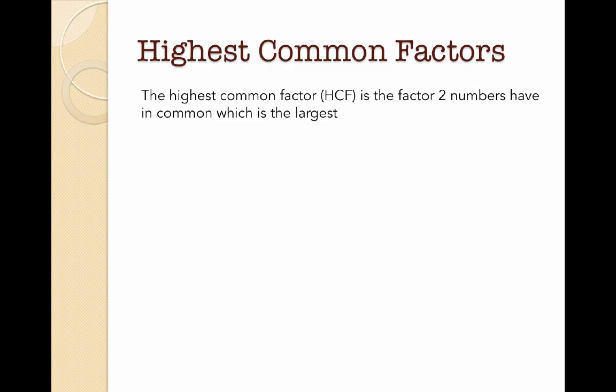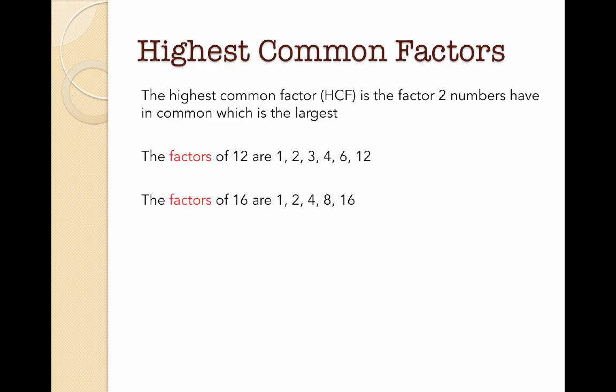So now that I know what a factor is, I want to know what the highest common factor is going to be between two numbers. So what I'm going to do is list the factors of two numbers. Let's pretend I want to know the highest common factor of both 12 and 16. I already know what the factors of 12 are. The factors of 16 are all the numbers that divide evenly into 16. They are 1, 2, 4, 8, and 16.